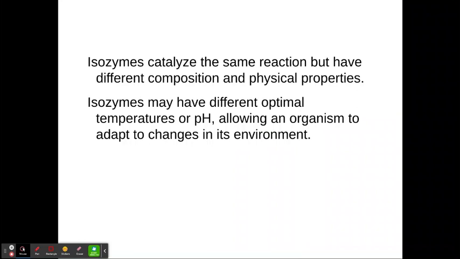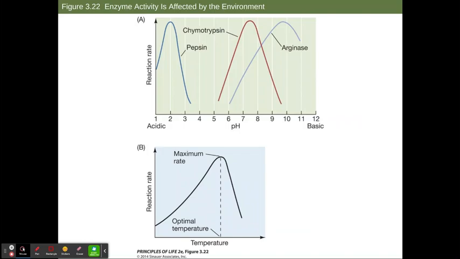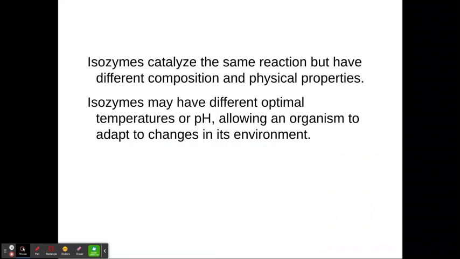So isoenzymes can catalyze the same reaction but have different composition and physical properties. They may have different optima for different pHs, temperatures, whatever the case is, allowing an organism to adapt to changes in its environment. Without these isoenzymes, we would be stuck in a single situation where we're only good at this pH, but what if we move beyond that? Let's say stomach pH is around 4.5 for whatever reason. We still need pepsin to function, but an isoenzyme can come in and help allow for better adaptation to that.